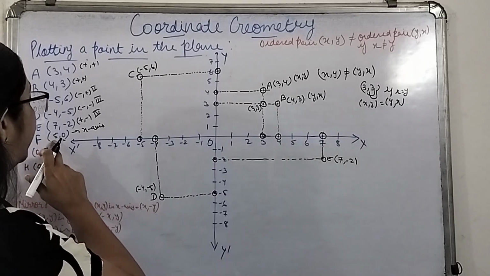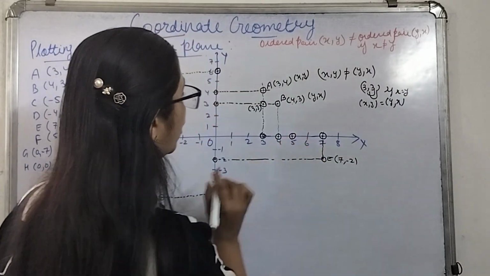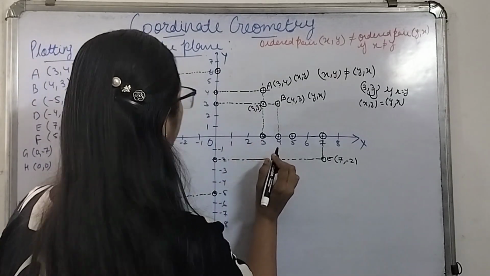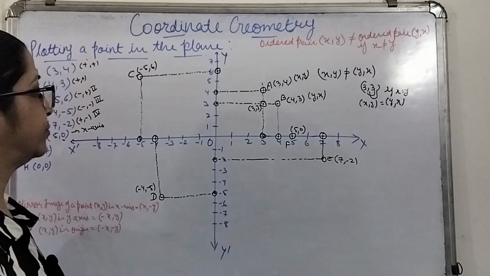So the x coordinate is 5. So this is the point 5 comma 0, and it is denoted by your F. It is 5 comma 0.